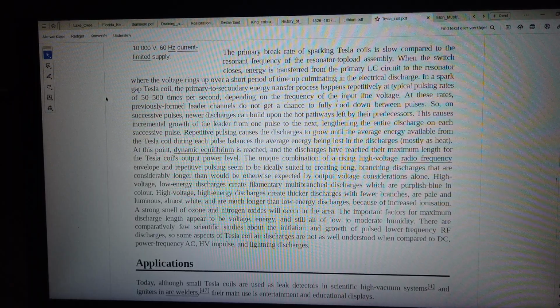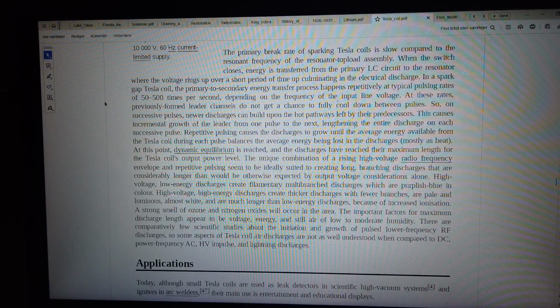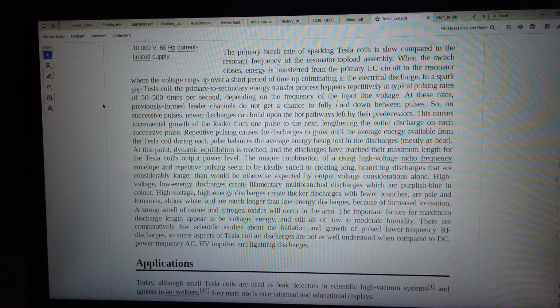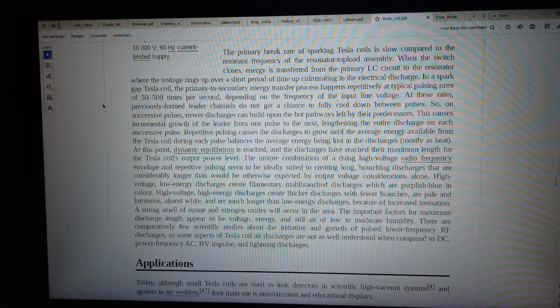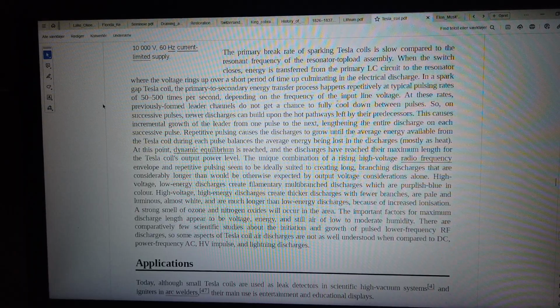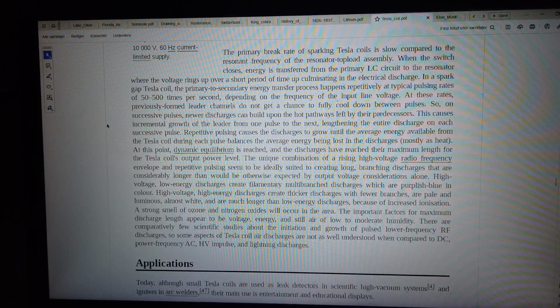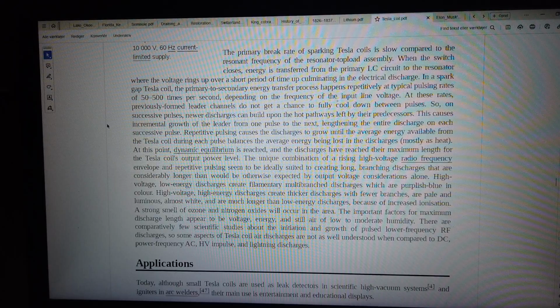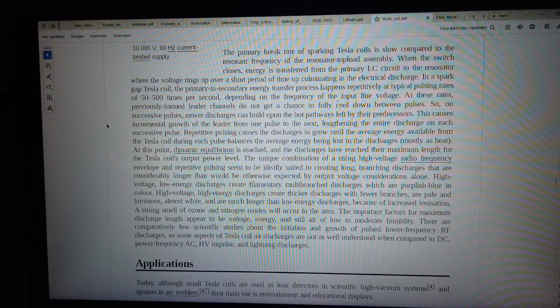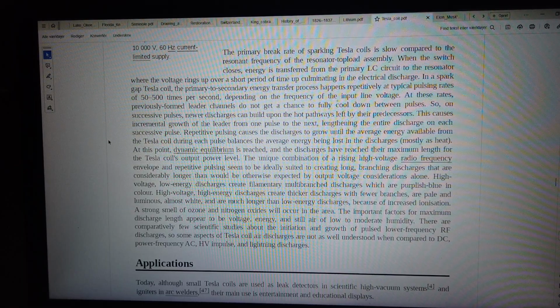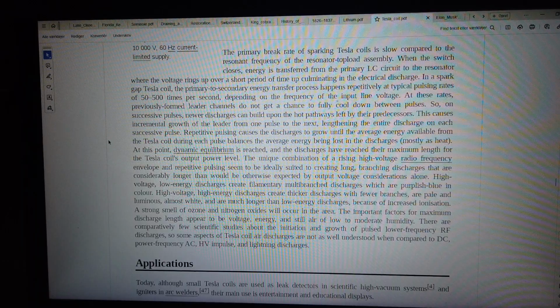At these rates, previously formed leader channels do not get a chance to fully cool down between pulses. So, on successive pulses, newer discharges can build upon the hot pathways left by their predecessors. This causes incremental growth of the leader from one pulse to the next, lengthening the entire discharge on each successive pulse. Repetitive pulsing causes the discharges to grow until the average energy available from the Tesla coil during each pulse balances the average energy being lost in the discharges, mostly as heat.